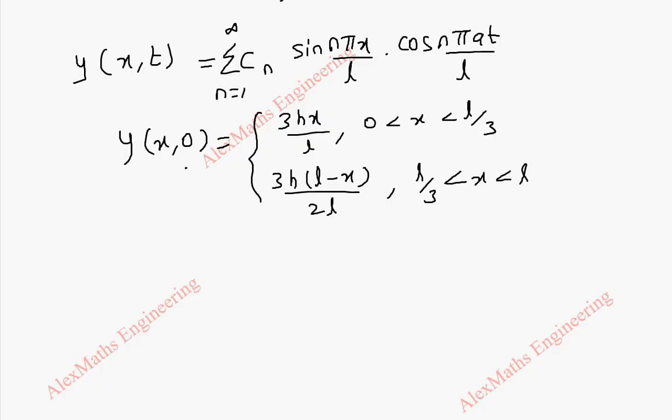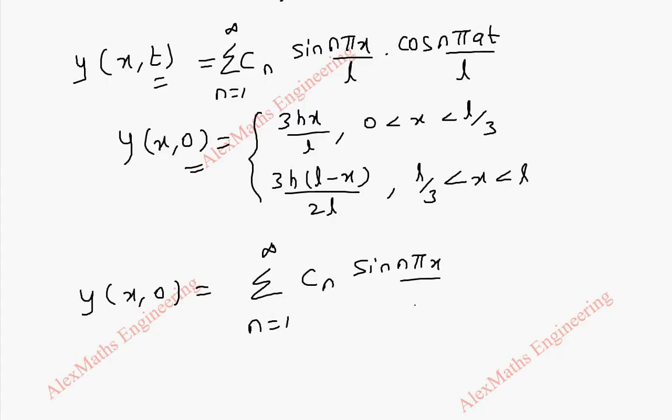So I'm going to apply this. Wherever t is there, we have to put 0. So y of x comma 0 will become summation n is equal to 1 to infinity Cn sin n pi x by L. When I put 0 here, cos 0 is 1. So this term will be 1 totally.